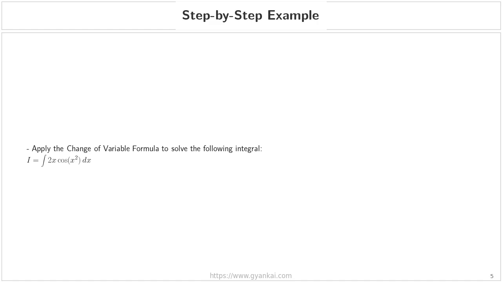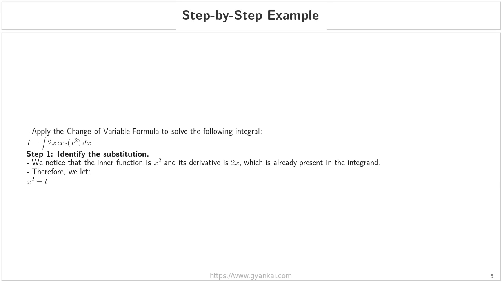Okay, let's solidify our understanding of the change of variable formula with a step-by-step example. As we discussed in the previous slides, this is all about strategically simplifying integrals. Here, we want to solve the integral of 2x times cosine of x squared with respect to x. I'll write that as integral 2x cosine of x squared dx. Remember, the goal is to make this integral easier to handle.